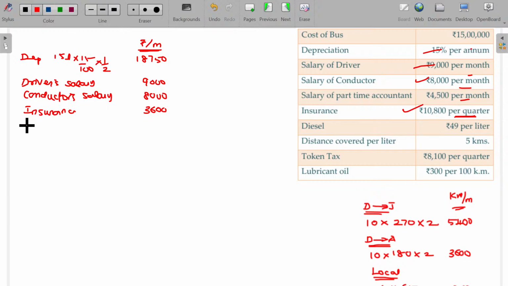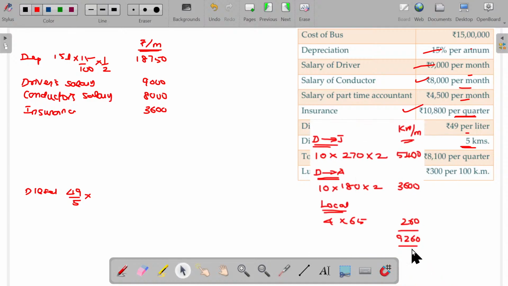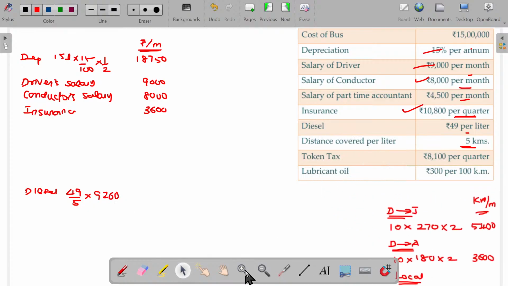Then diesel. Diesel is a variable cost, I can put it here under variable cost. Diesel: 49 per liter, distance covered per liter being 5 kilometers, so 49 divided by 5. How many kilometers driven? 9,260 we calculated, in the month. Tell me the value: 90,748.